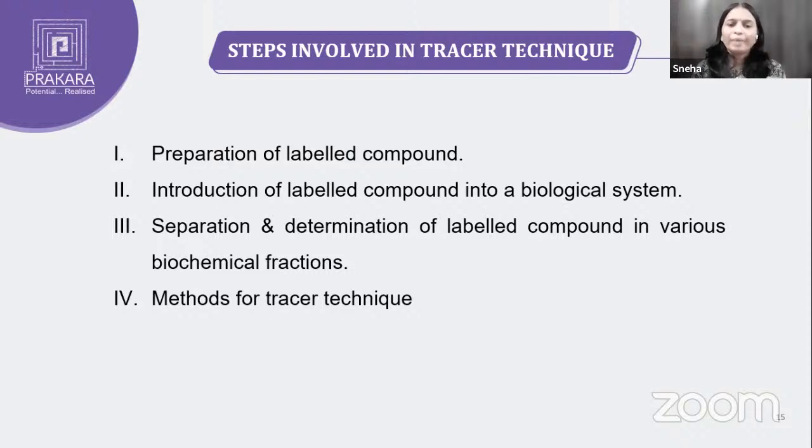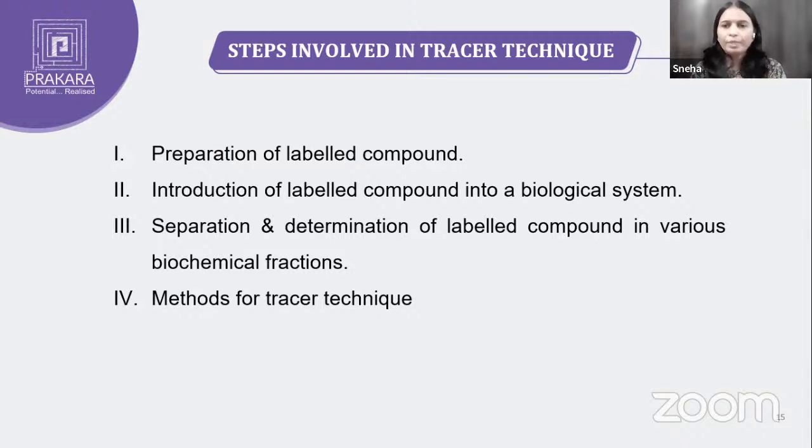Now what will happen once this radiolabel compound enters the medicinal plant? It will directly go to the biosynthetic pathway, and from the biosynthetic pathway it will enter the final compound. If it is a glycoside, it will come into the glycoside. If it is an alkaloid, it will come into the alkaloid compound. Now what do we have to do after that? The next step is separation and determination of radiolabel compounds in the various biochemical fractions. What will we do here?